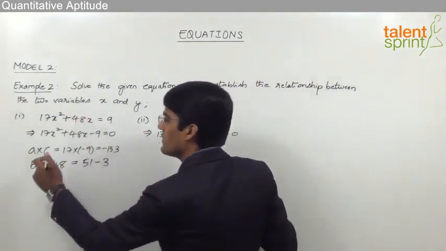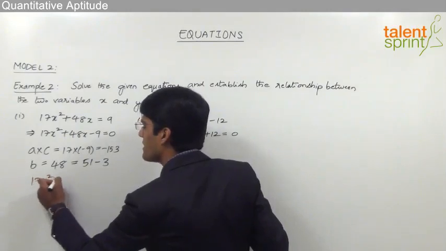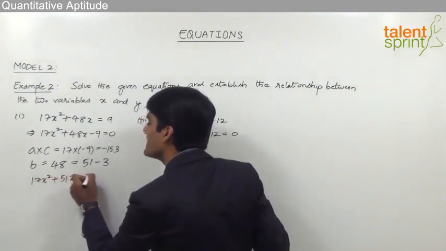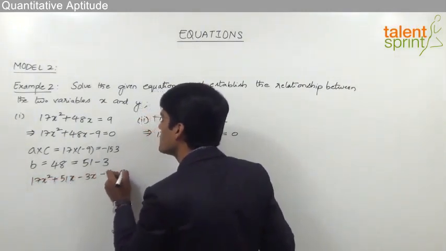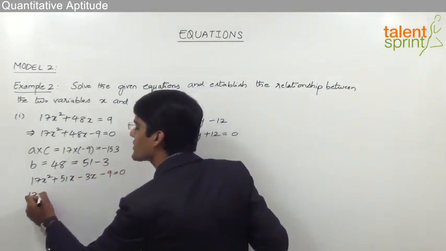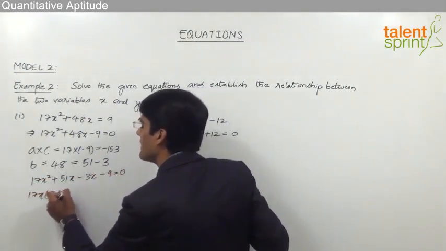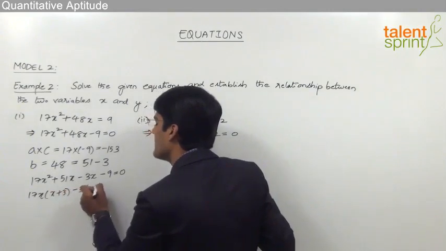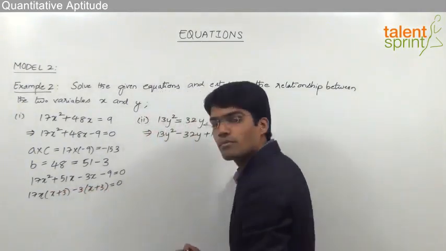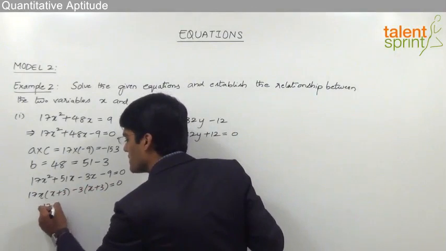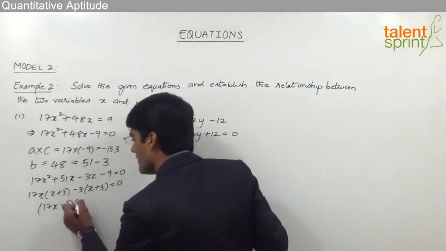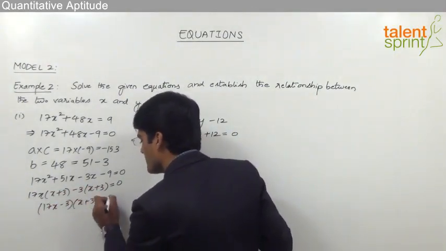Now using this, the equation becomes 17x squared plus 51x minus 3x minus 9 equals 0. So if we take 17x common, we get x plus 3. And if we take minus 3 common here, we get again x plus 3 equals 0. So the final equation is (17x minus 3) into (x plus 3) equals 0.